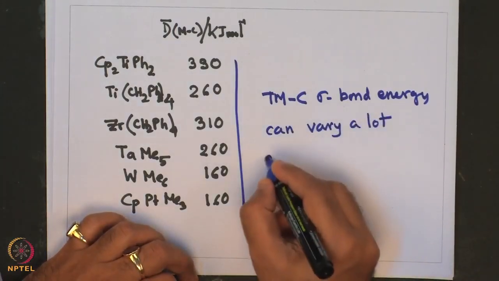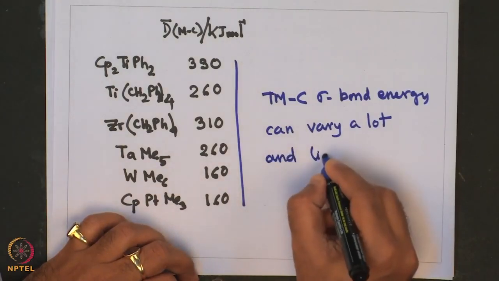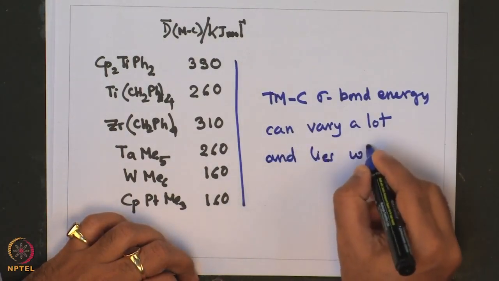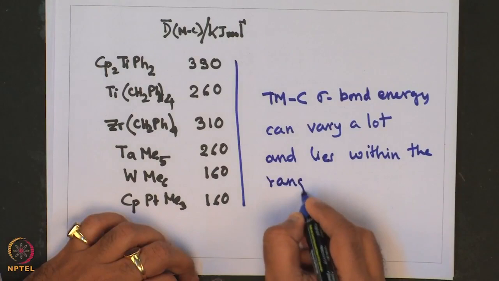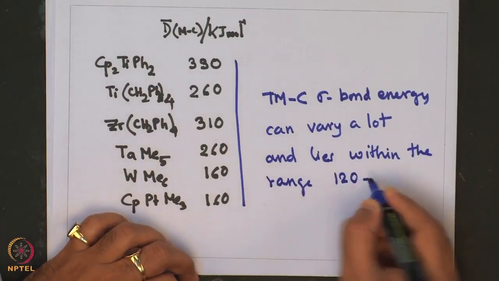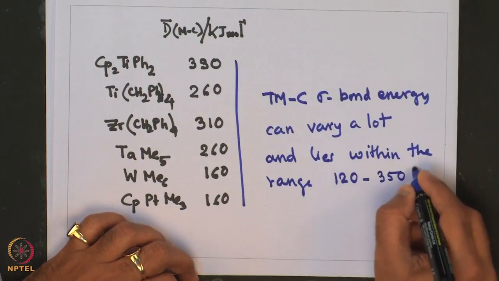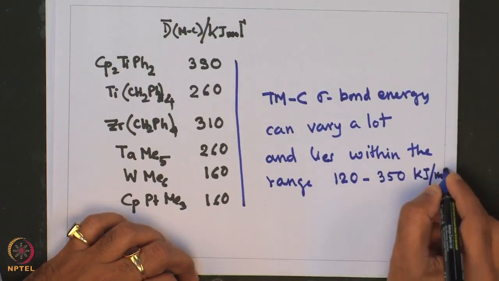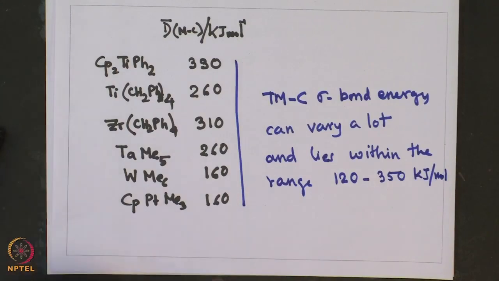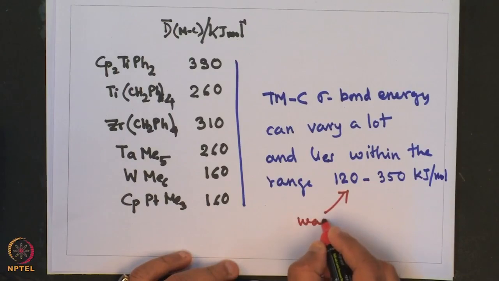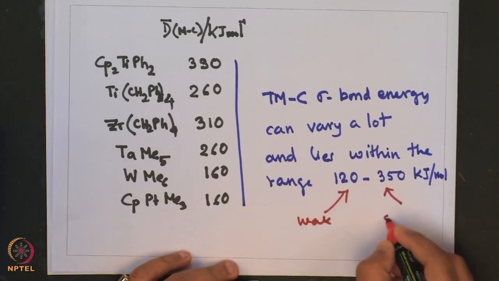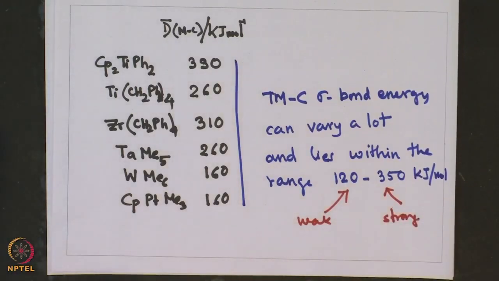and lie within the range of about 120, which is a weak bond, to about 350 kilojoules per mole. So the bond strength can be very weak to something which can be very strong. As a result, transition metal sigma alkyl complexes can show a varied reactivity.